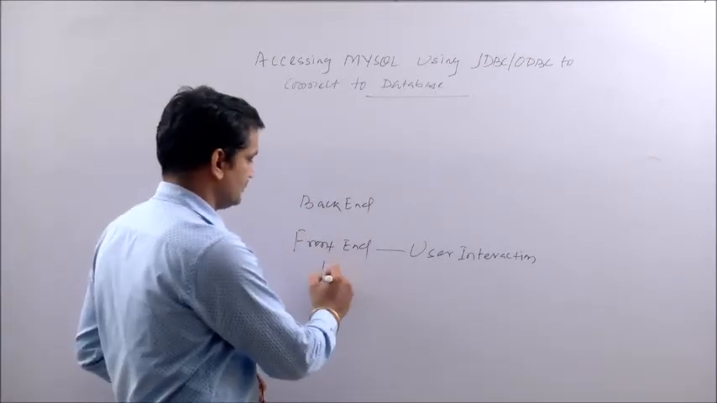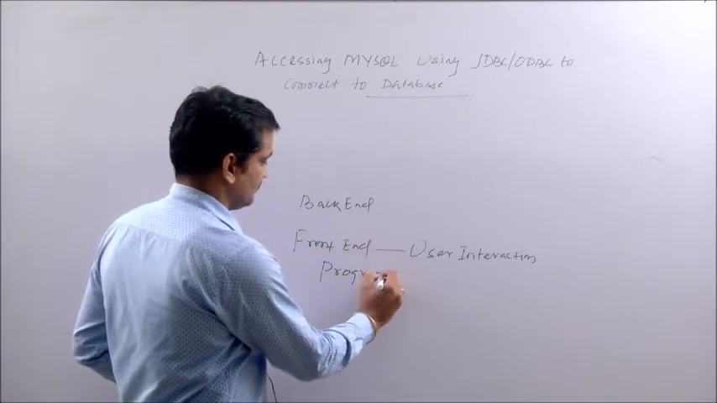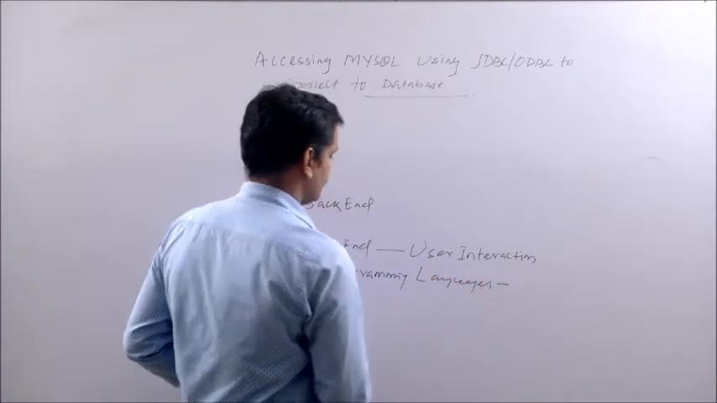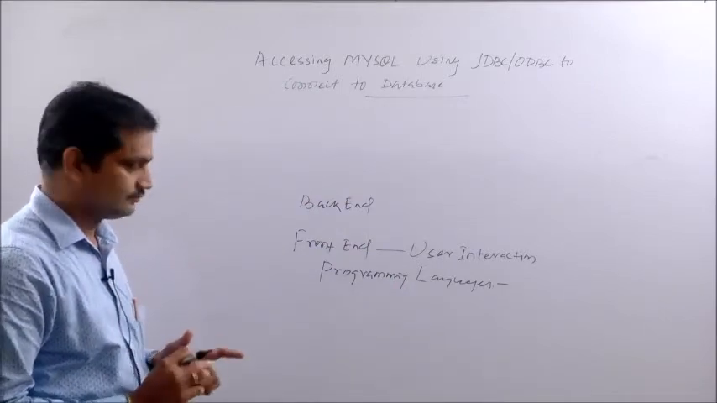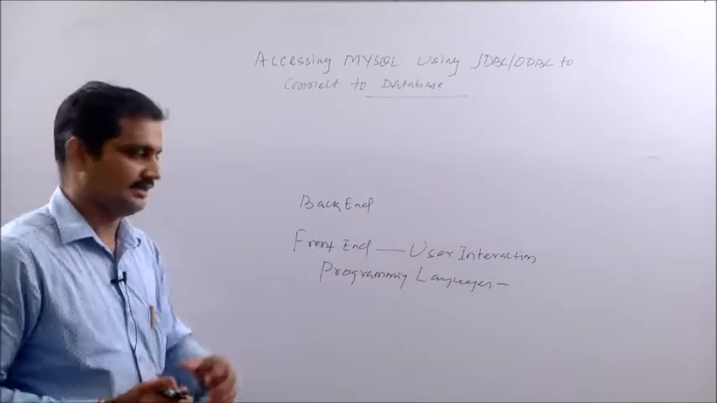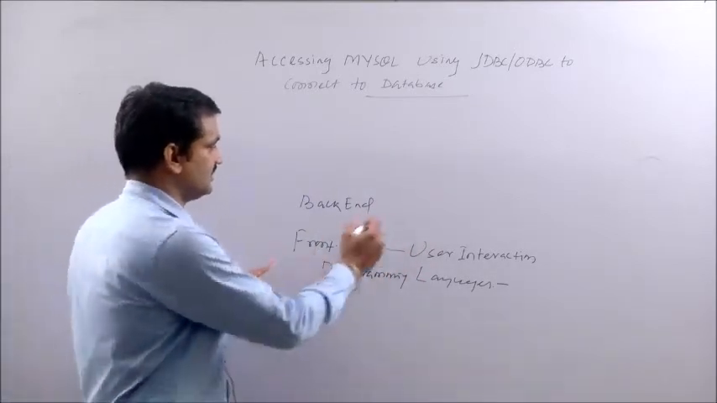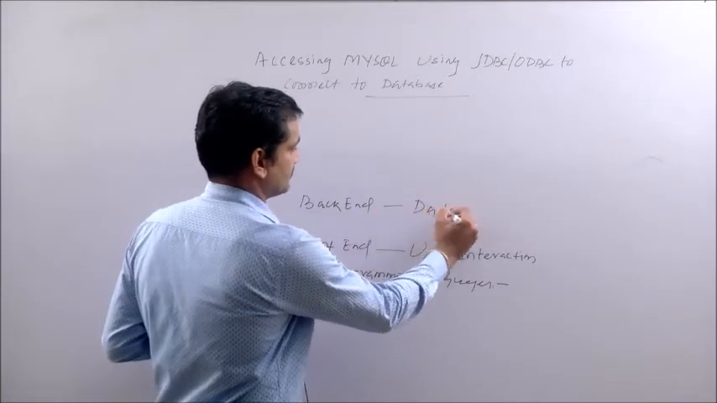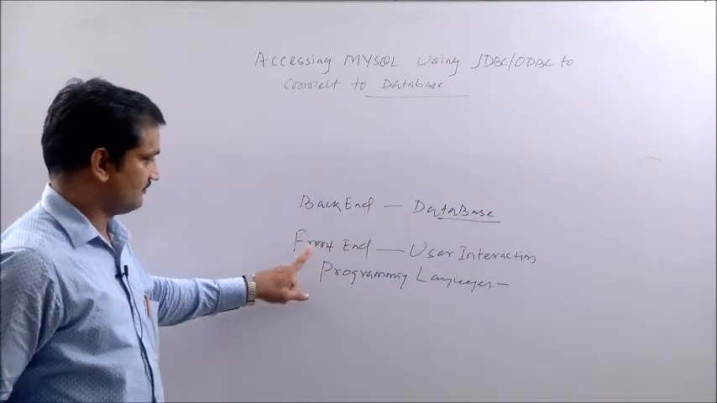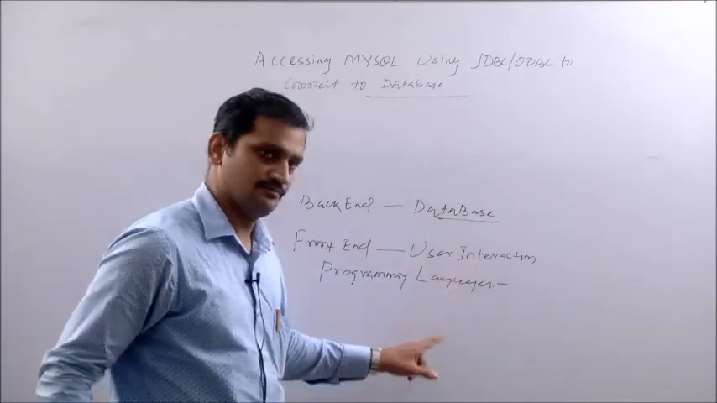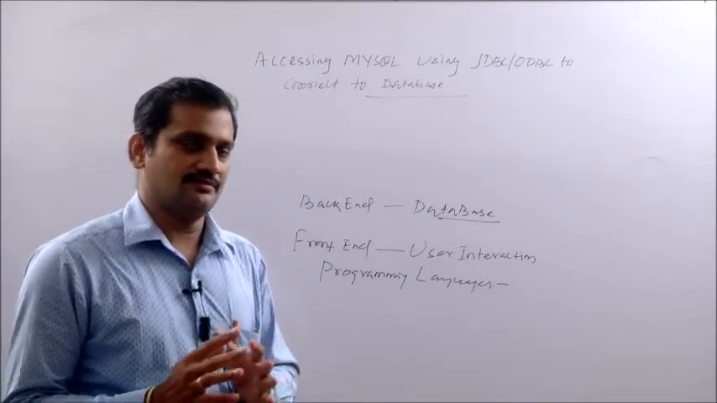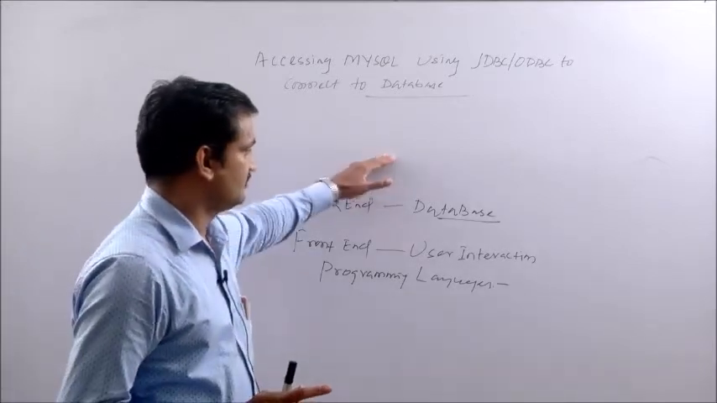We use programming languages like Java or any other programming language to develop programs through which the user can interact and work with the data. Now, where are the data present? The data are present in the back end, in the database. So, database is always present in the back end. At the front end, the user uses some programs developed using some programming languages like Java and interacts.